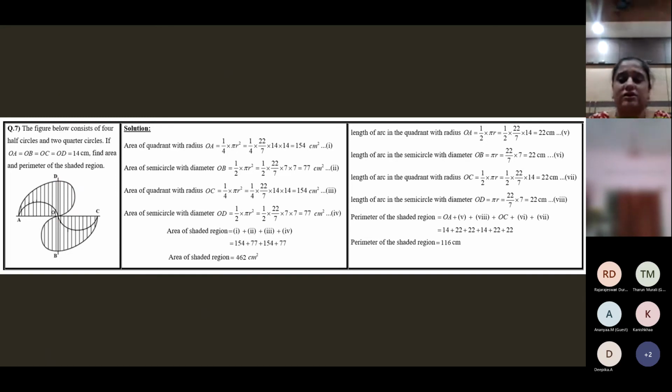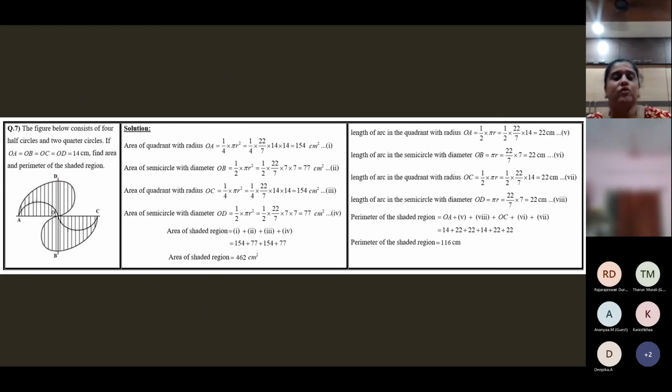So that's another thing. You should be careful while taking the formula and substituting the values. For the semicircle here, the radius is 7, while for the quadrant, the radius is 14. Yeah, so area, we'll do it again in the next class. I'm just trying to make it fast so that you can understand this.